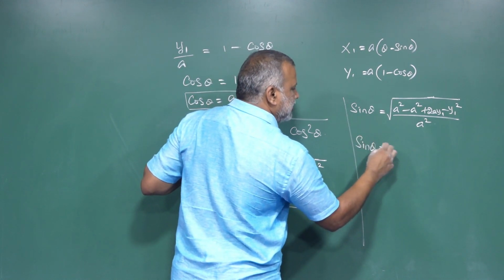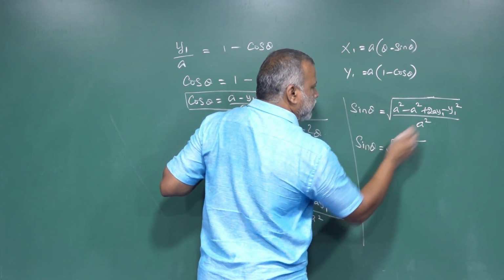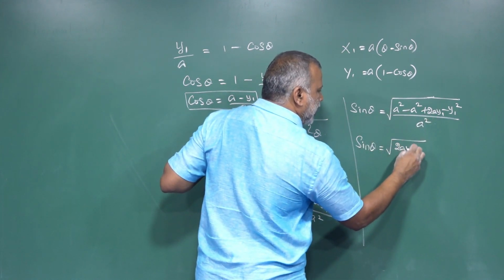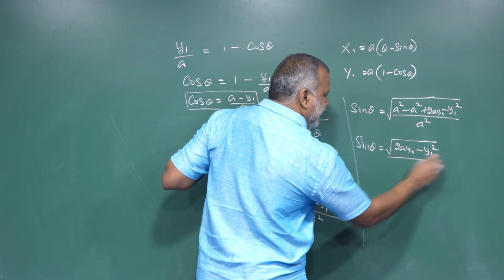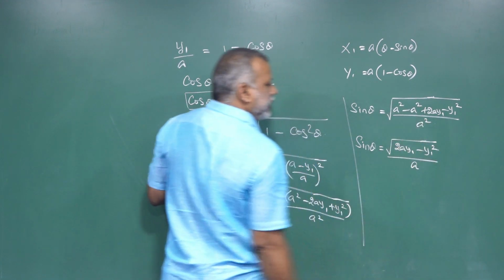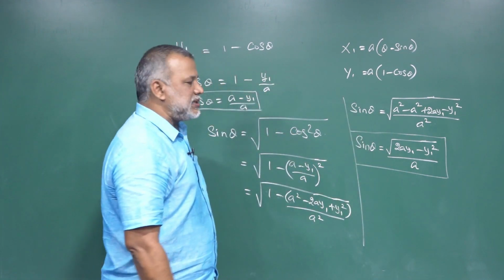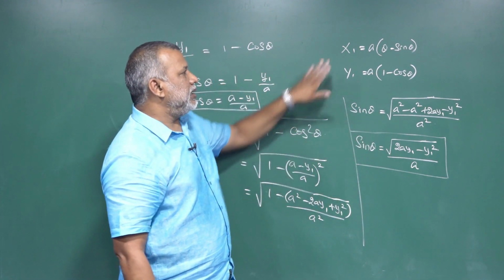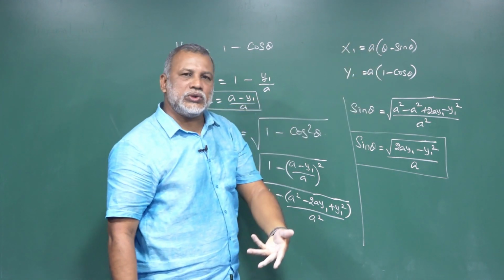Now sin theta is equal to square root of, positive a squared and negative a squared cancel. The remaining is 2a y1 minus y1 squared, divided by a squared, and taking the root of a squared, it becomes a. So we are able to find the value of sin theta. Listen students, this is x1, this is y1, given in your question itself.